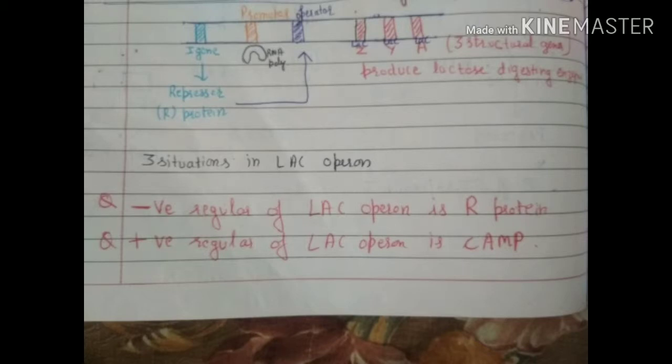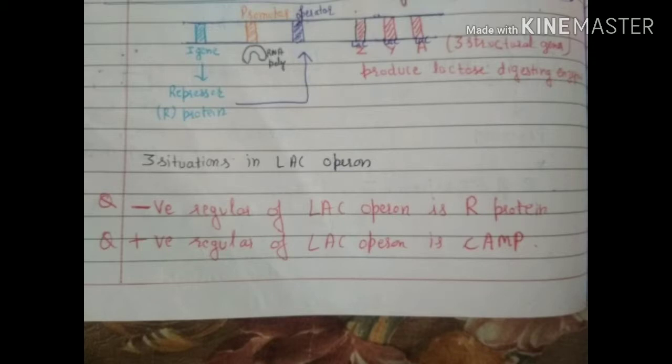That repressor protein normally binds to the operator. So RNA polymerase from the promoter region cannot go further, and thus the three structural genes are not transcribed, and the LAC operon is shut off. To make it operational, this repressor protein has to bind with lactose. Lactose will bind to the repressor protein. Now the operator is free. RNA polymerase can freely go and transcribe these three genes and produce lactose digesting enzymes.